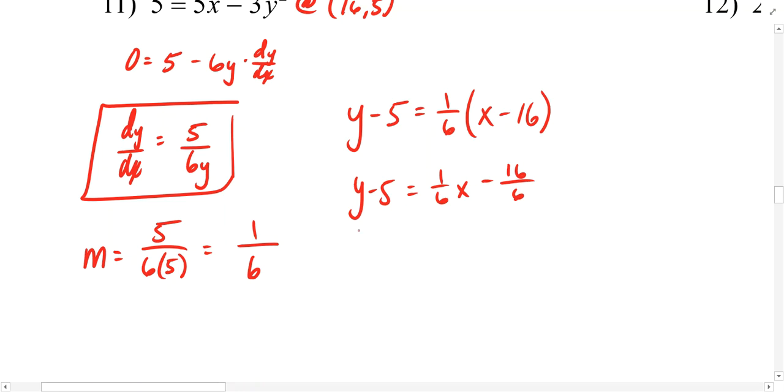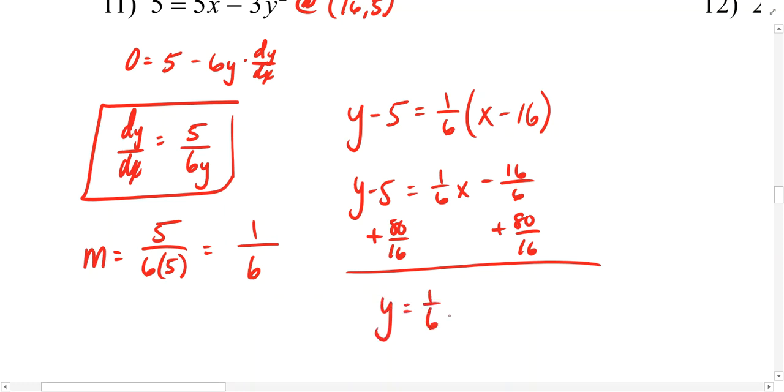I'll simplify in just a moment. We'll add 80 sixteenths to both sides because that's going to be a common denominator. The 16 would be a common denominator. So maybe it would have been easier to simplify this first. That'll be a little bit difficult to do without a calculator, finding your common denominator in a short amount of time. But we know that we're left with 1/6 x and then negative 16 plus 80. That leaves us with 64 sixteenths.